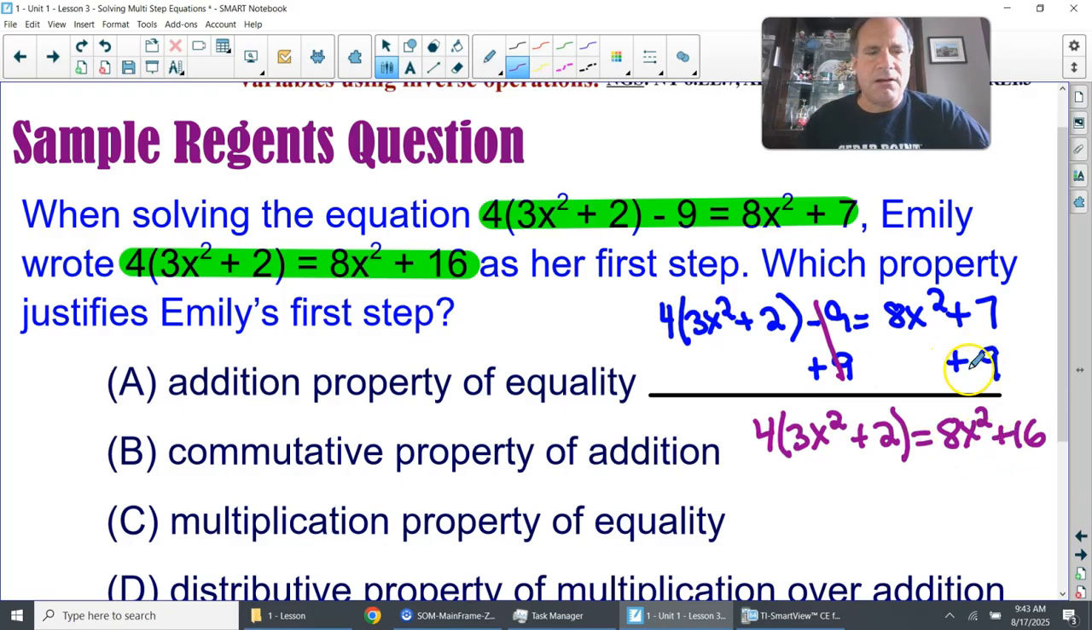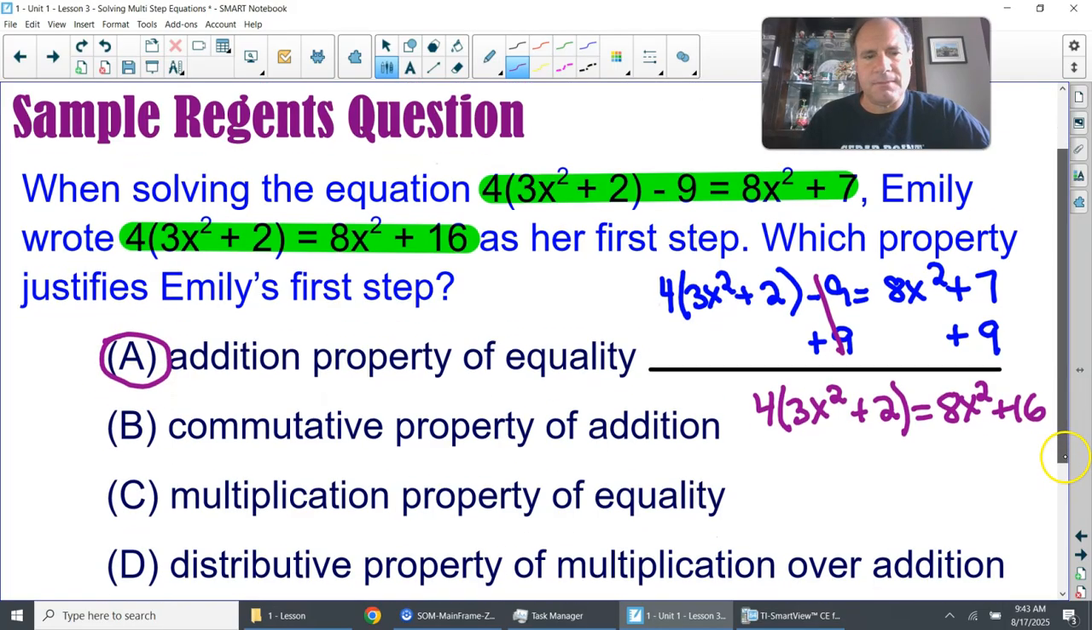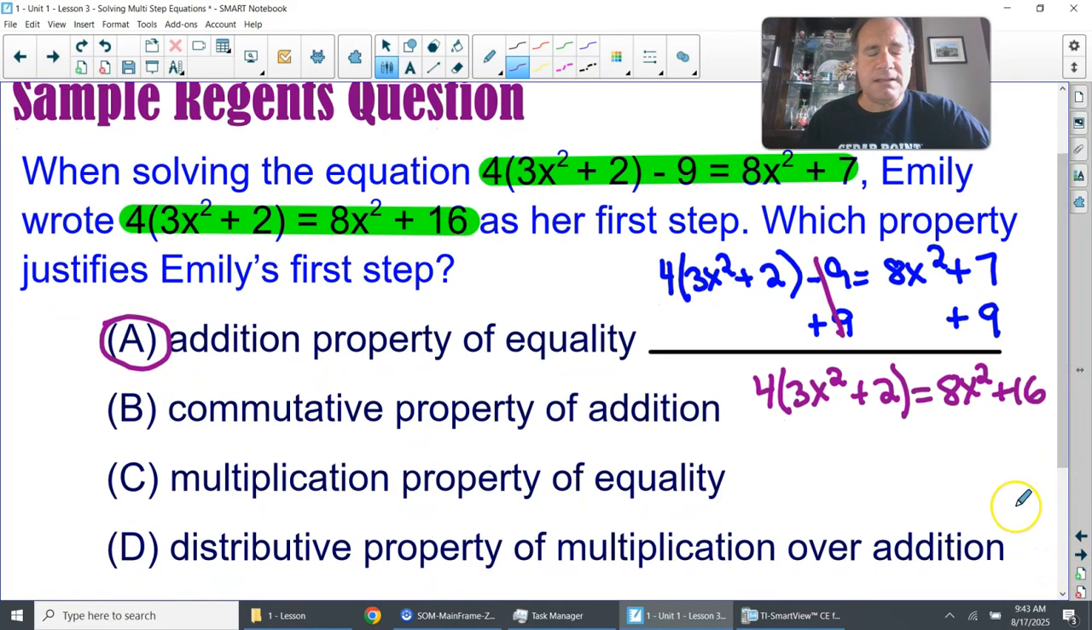They added 9 to both sides, so it's the addition property of equality that they used. They did not distribute multiplication over addition. This right here would be the distributive property. Probably I would do that next. But that is not what happens in the first step.